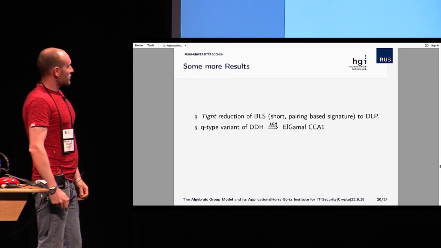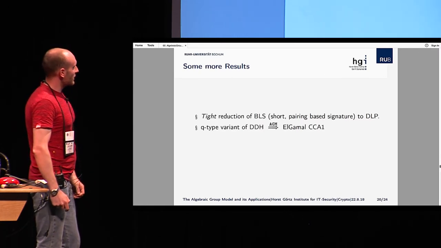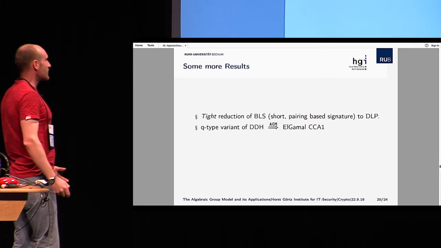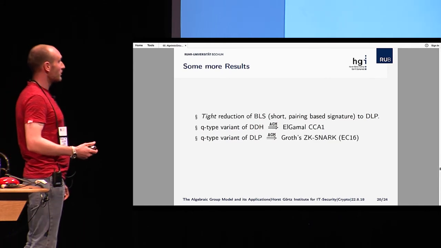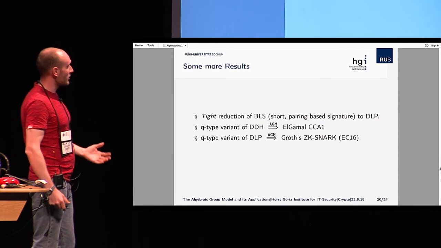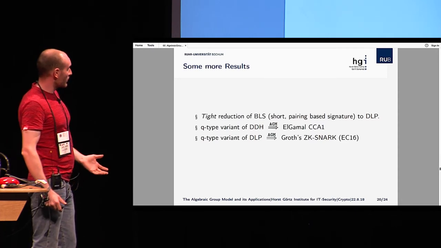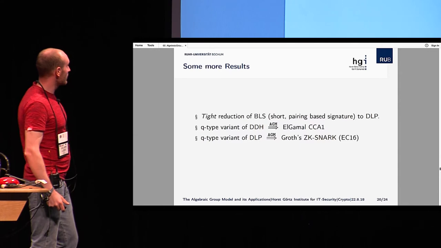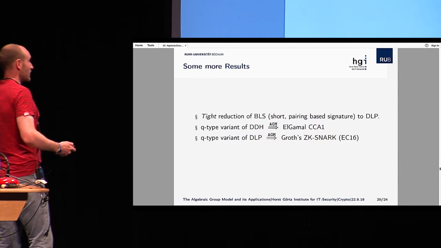Then we also have a reduction from the CCA1 security of the ElGamal cryptosystem to a Q-type variant of DDH. And similarly, we have a very nice proof of the zero-knowledge SNARK by Groth from Eurocrypt 2016 to a Q-type variant of the discrete logarithm problem.